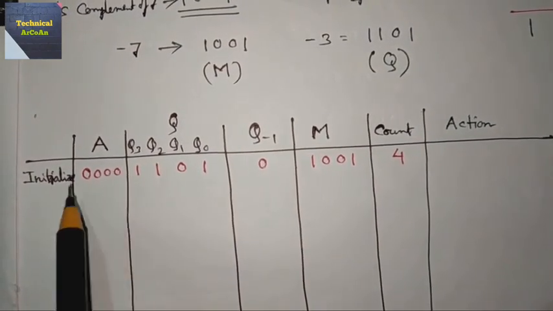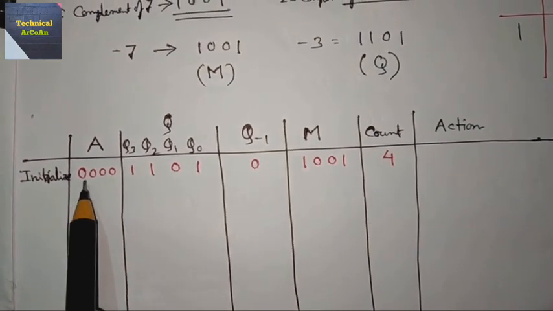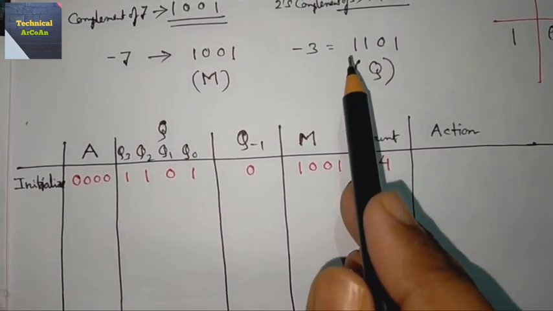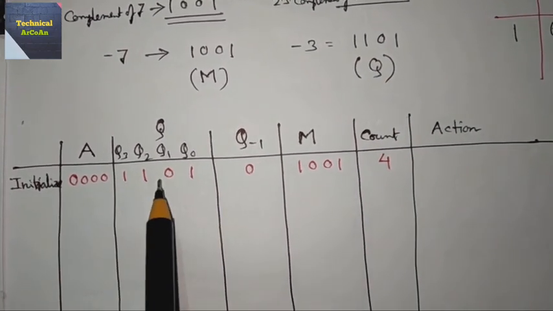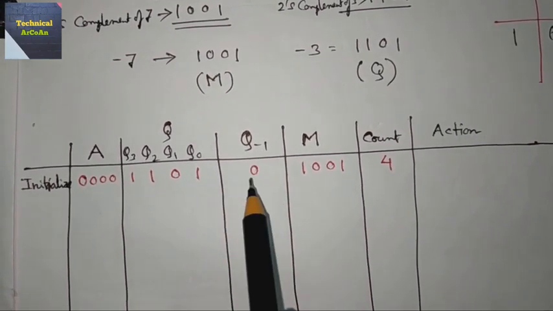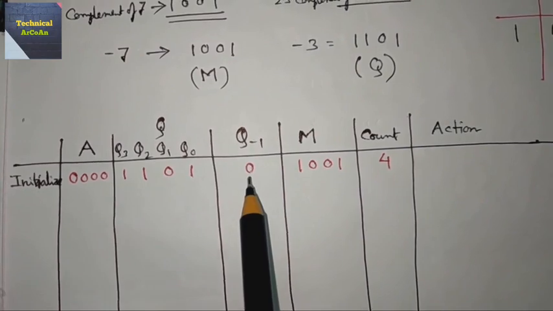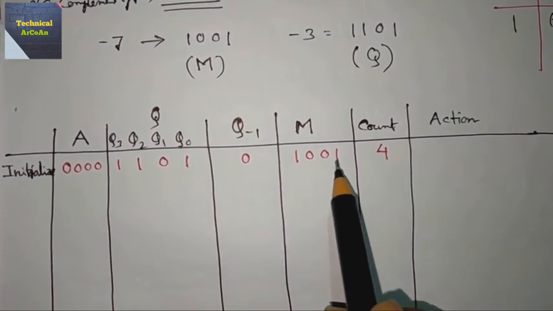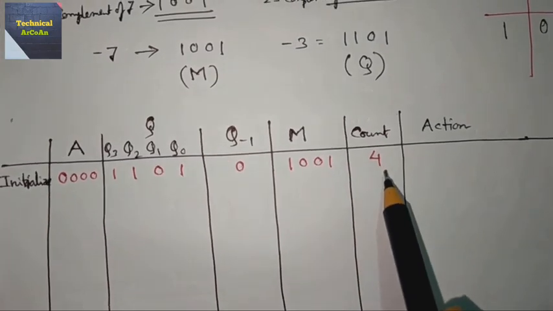That's why we take this accumulator as the first 4 bits, so 0 0 0 0 is given. And the Q is 1 1 1 0 1, so we just put 1 1 0 1, and we already said Q suffix minus 1 at the start should be given 0. Okay, and M, which is our multiplicand, is 1 0 0 1, and the number of bits at the start is 4.